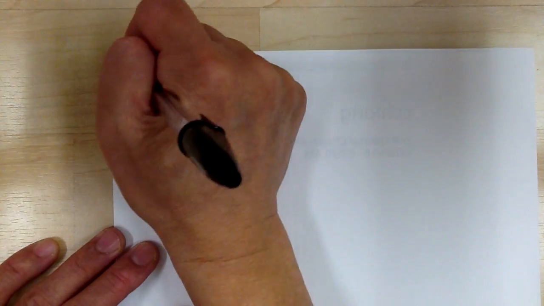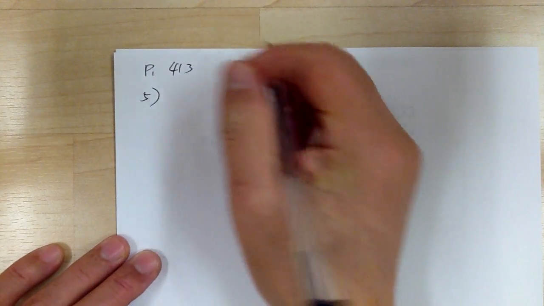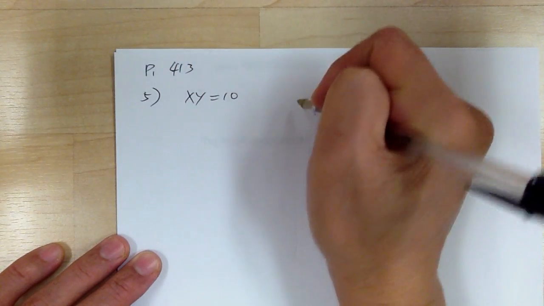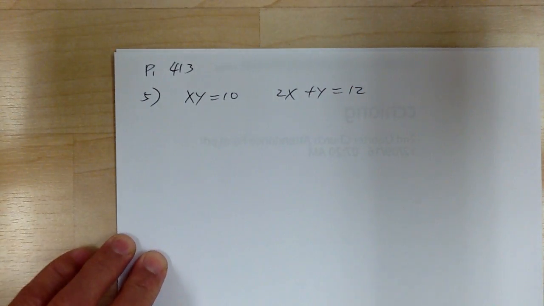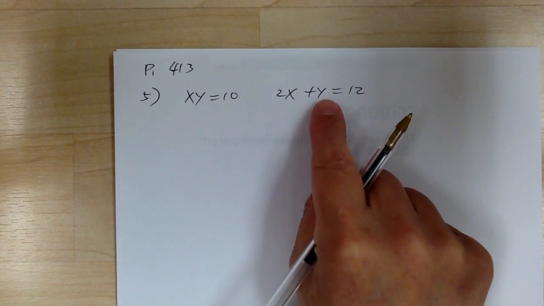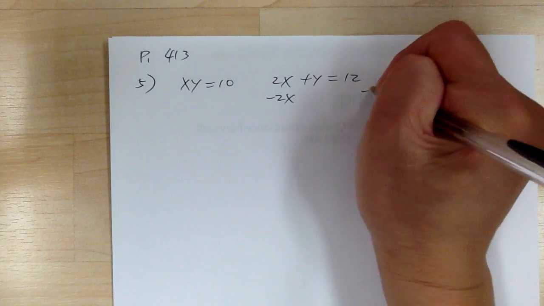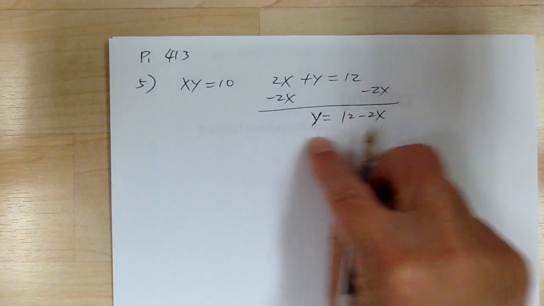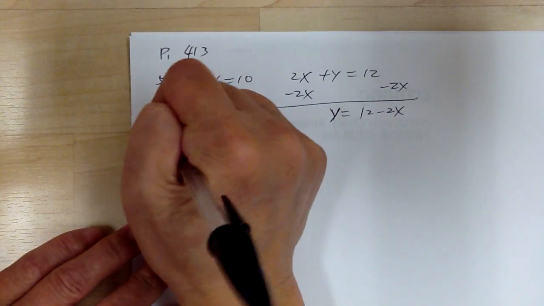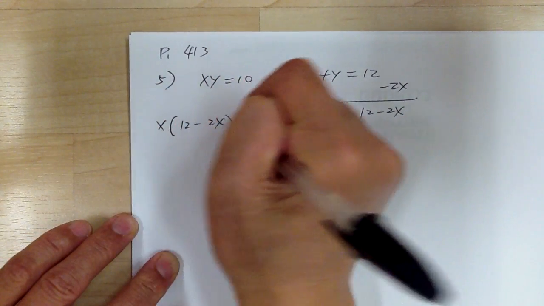Okay, let's go to number 5. Number 5, you have xy equal to 10, and you have 2x plus y equal to 12. So again, let's solve for one of the variables. Let's solve for y. If you solve for x, you end up with a fraction, so you don't want to do that. So minus 2x. So you got y equal to 12 minus 2x. And we can substitute this into here. So x times y, which is 12 minus 2x, will be x times (12 minus 2x) equal to 10.